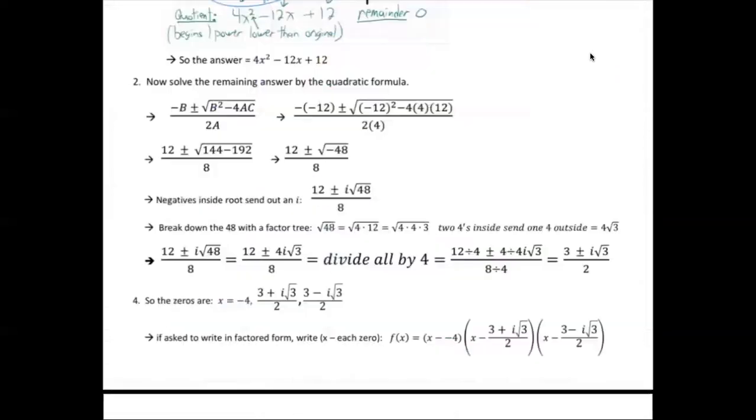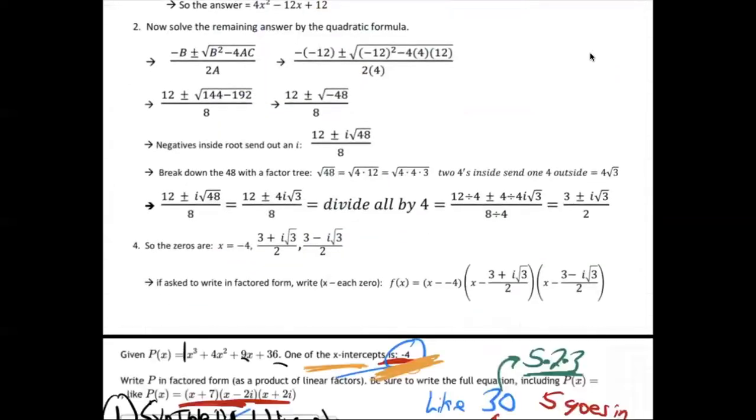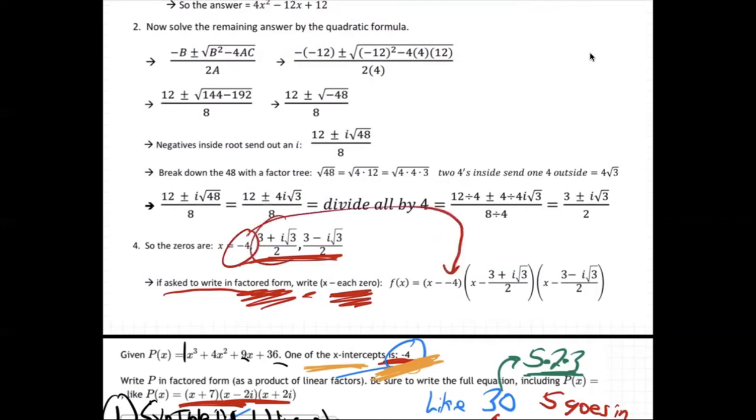Notes, step page 1, page 2. Says, here's the zeros. And this example I'm giving in the notes. If asked to write in factored form, write x minus each 0. So for example, if you have negative 4, it's going to be x minus negative 4. And then this 3 plus i root 3 over 2, it's x minus that. And this 3 minus i root 3, then this x minus that. So it's x minus, x minus, x minus, with parentheses for each 0 or factor.